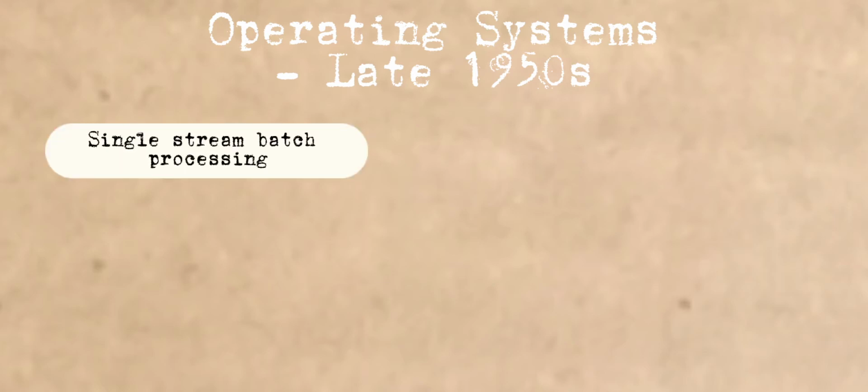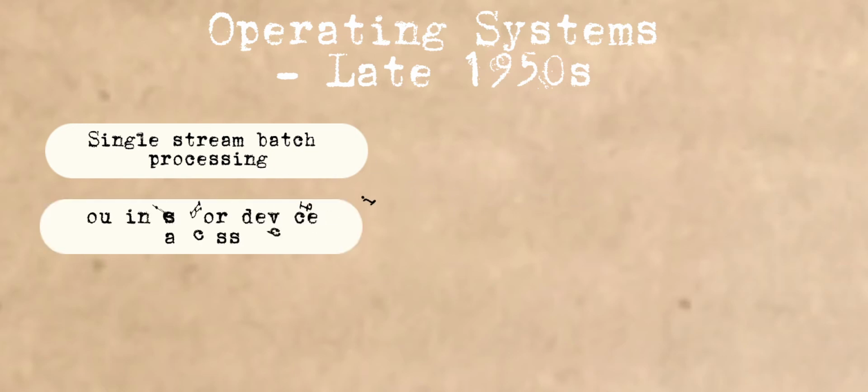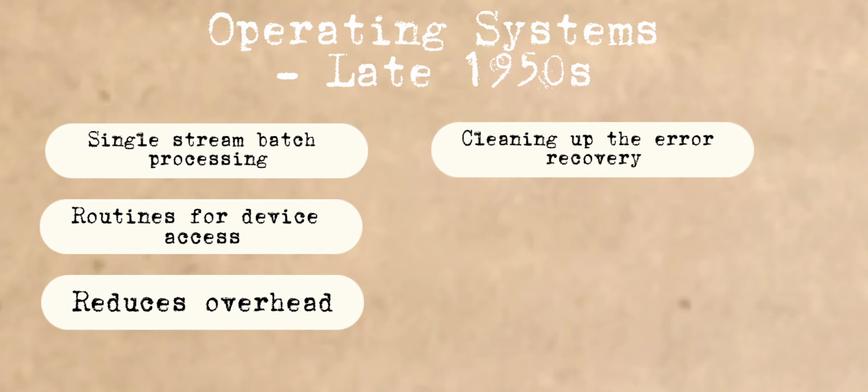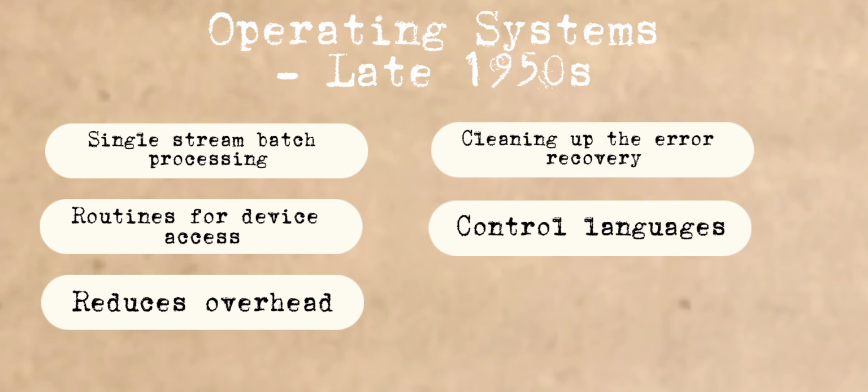Let's now proceed to the operating systems in the late 1950s. By the late 1950s, operating systems were well improved and started supporting the following usages. It was able to perform single-stream batch processing. It could use common standardized input/output routines for device access. Program transition capabilities to reduce the overhead of starting a new job were added. Error recovery to clean up after a job terminated abnormally was added. Job control languages that allowed users to specify the job definition and resource requirements were made possible.